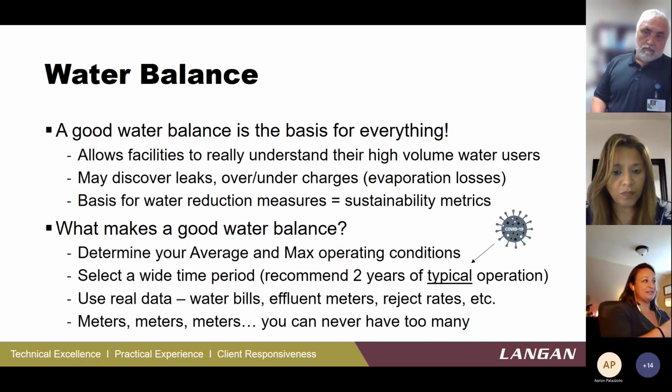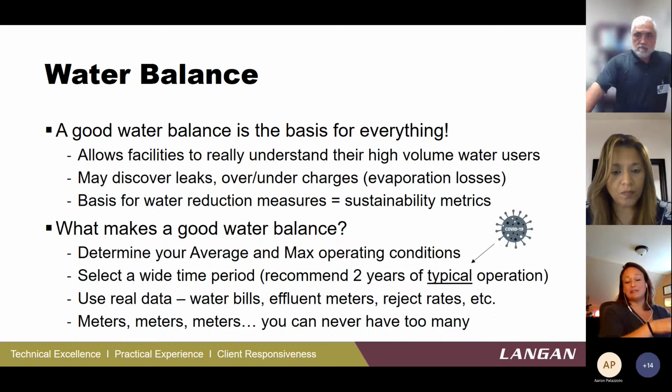So when I'm walking into a facility to support an application process, or even just an evaluation, the very first question I'm going to ask is, can I see your water balance? The water balance will tell us pretty much everything. It allows a facility to really understand what your water use is.